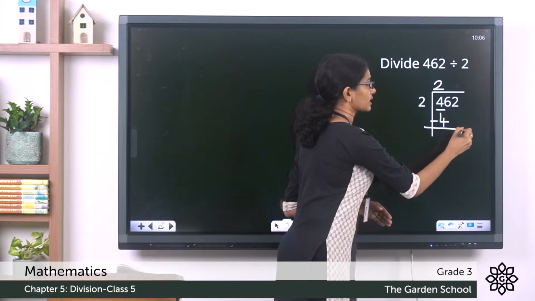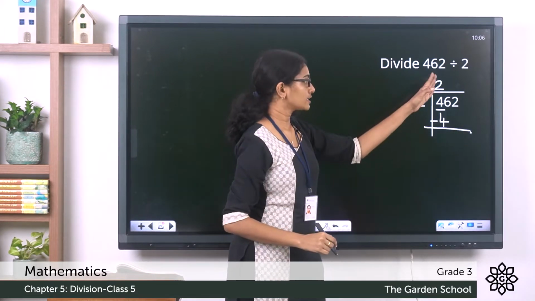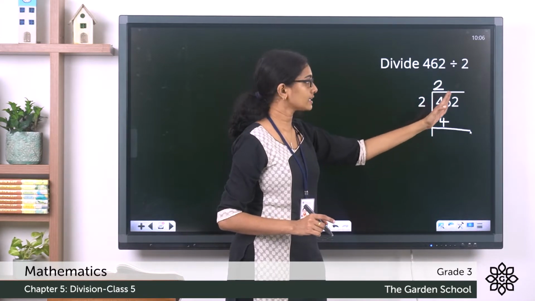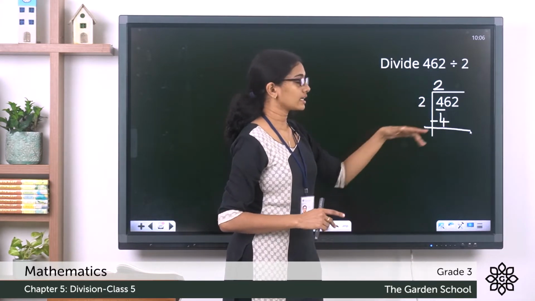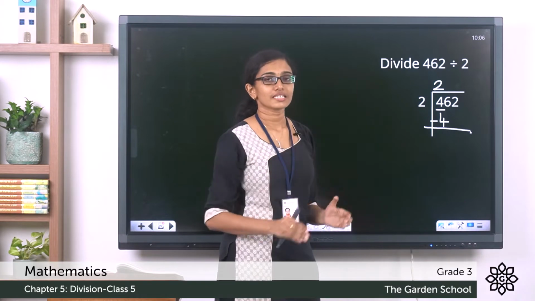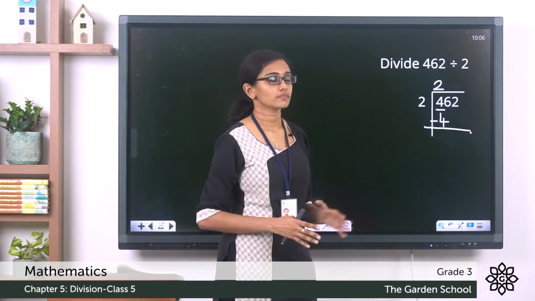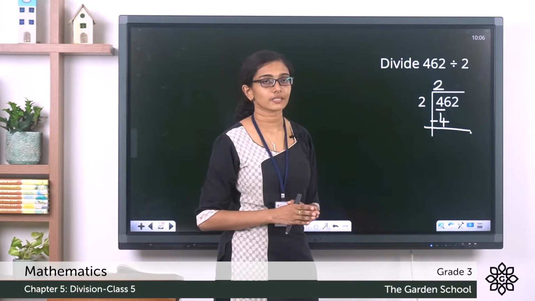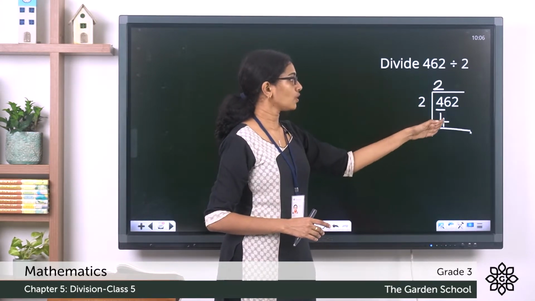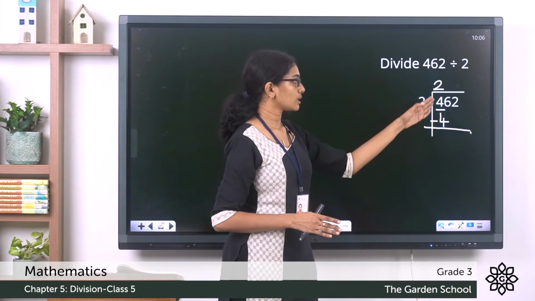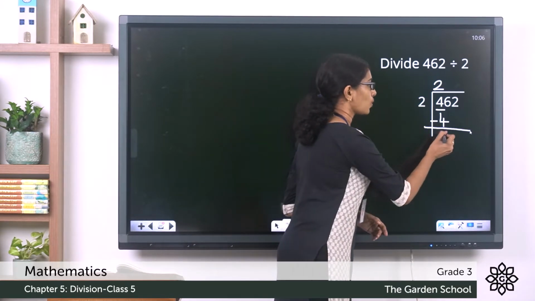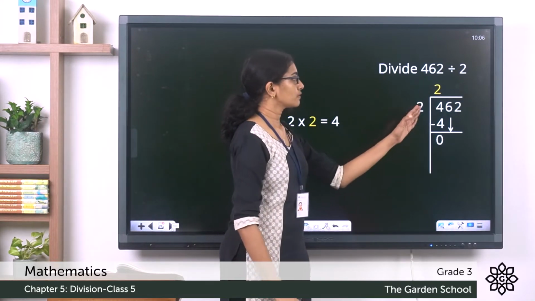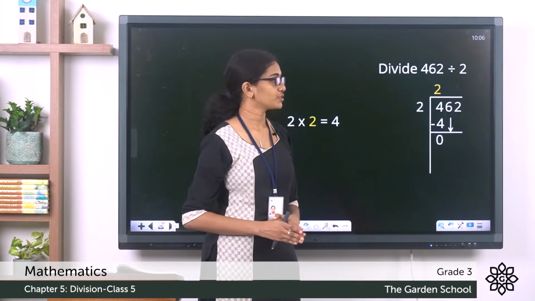Then you subtract. Make sure you are writing the hundreds digit of the quotient and the dividend and the resulting answers here on the same line or in the same column. All the digits should be aligned according to their respective places. So, 2 into 2, 4 that you have written here, and you subtract 4 minus 4. And what is 4 minus 4? It is 0. So, we have got the first digit of the quotient.